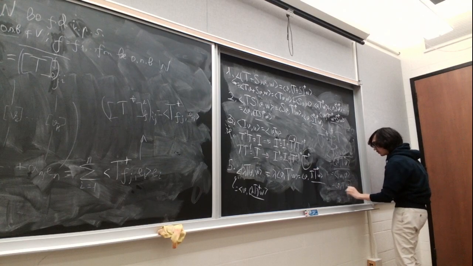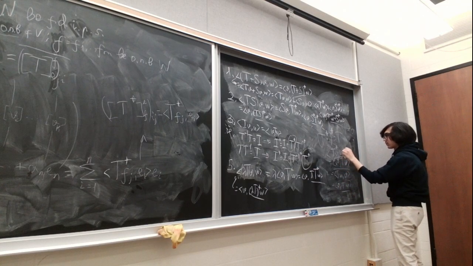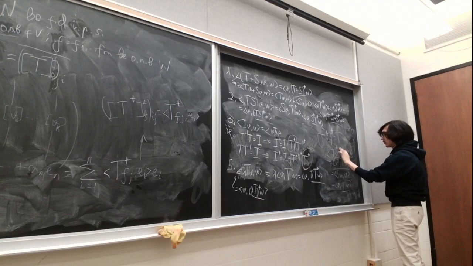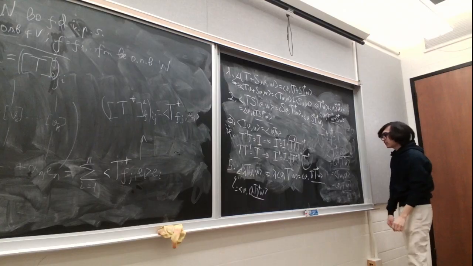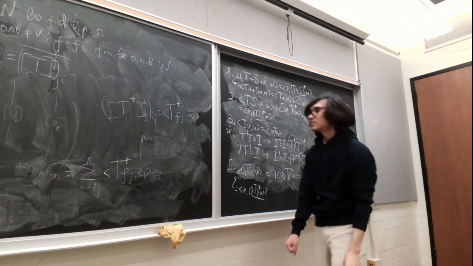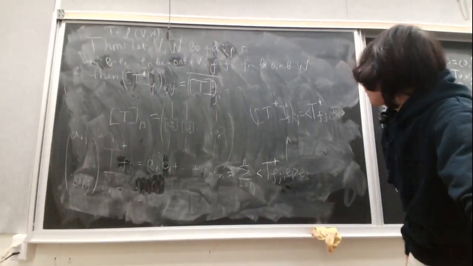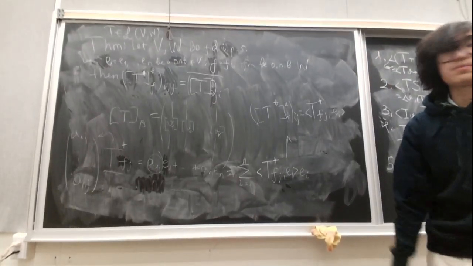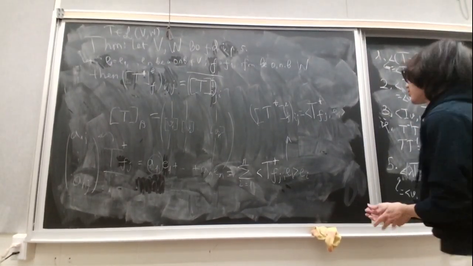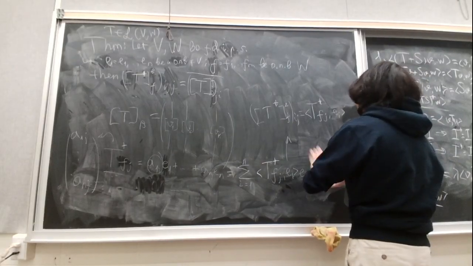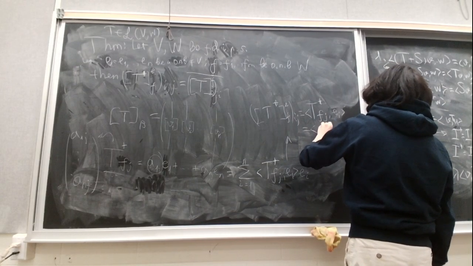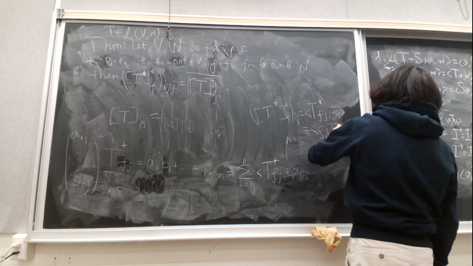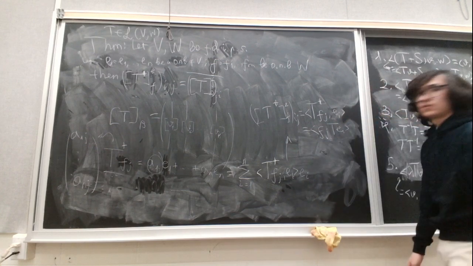I see. And so then you know that the adjoint of T dagger is just T. Oh, okay. It's very straightforward. So going back to this, we take the adjoint, the double adjoint, which is just the original. So this is equal to this, right?